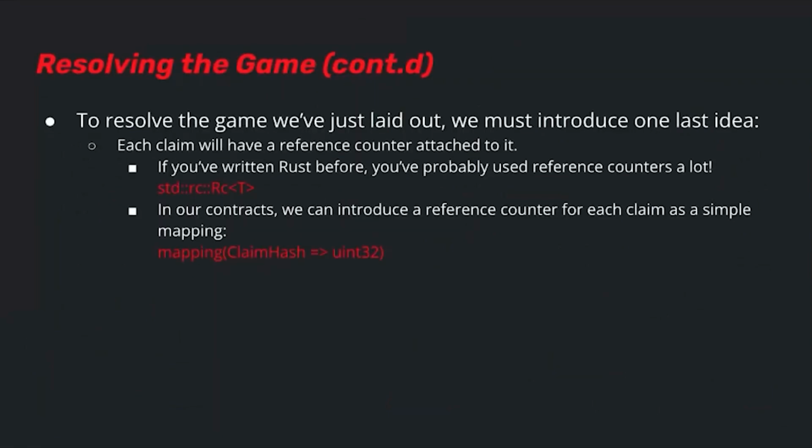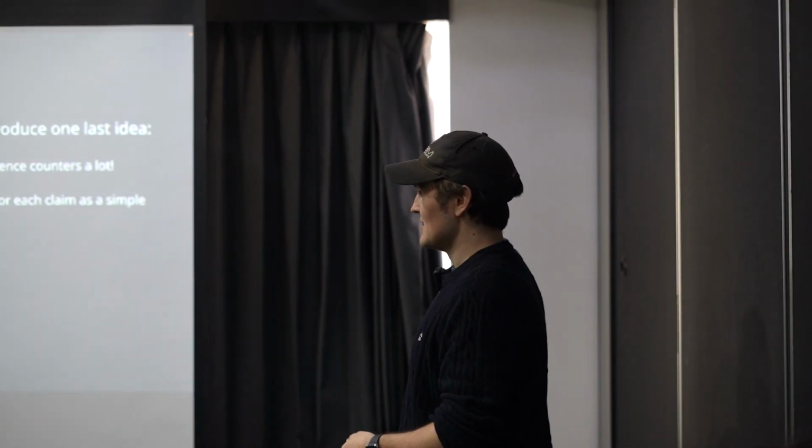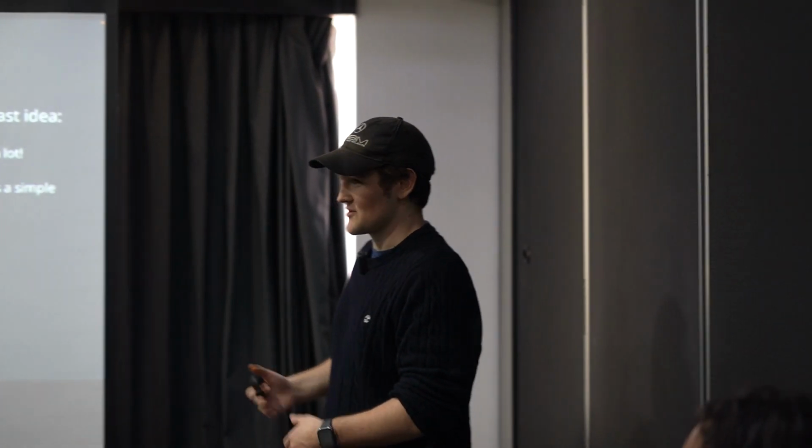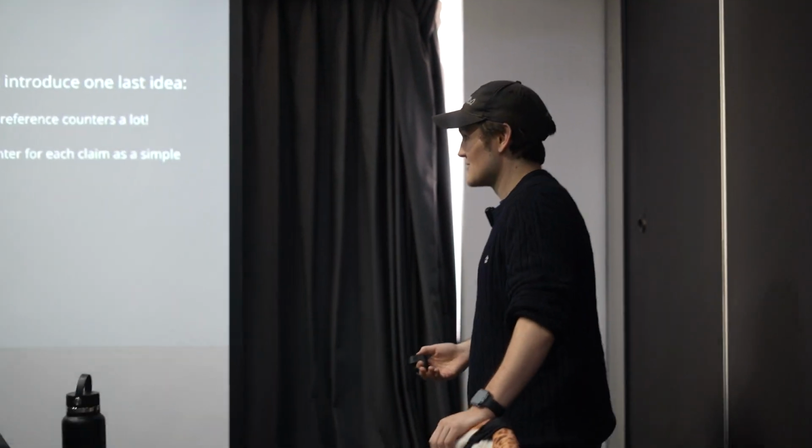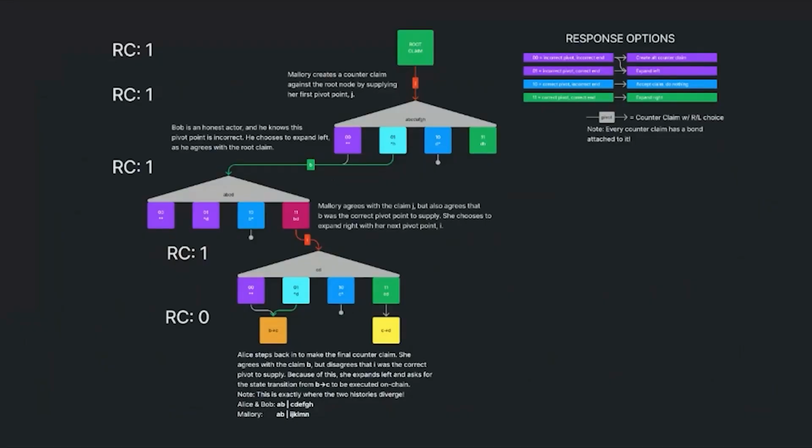So now that we have this example laid out, we can actually start to resolve upwards. So there's only one last thing that we need to consider here, which is that each claim must have a reference counter attached to it. If you've written Rust before, you've probably used reference counters a lot. In our contracts, we can just introduce a reference counter as a simple mapping. Hopefully we can just pack this into something else so that we don't have to have a bunch of separate mappings here.